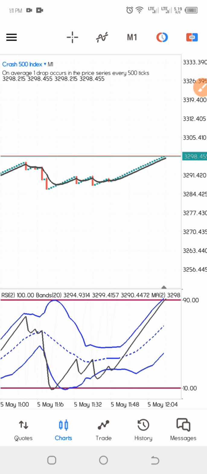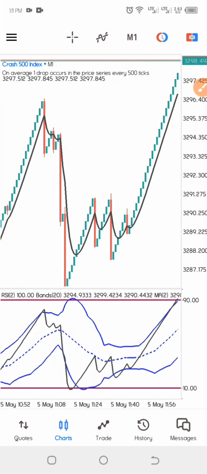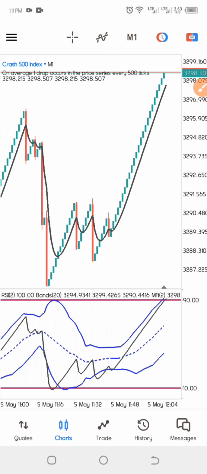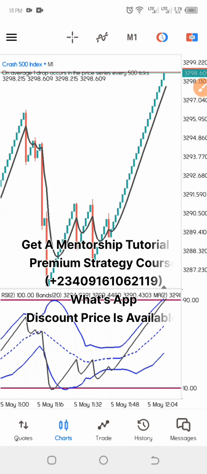Okay, so that being said, let's proceed with the strategy. Firstly, I'm going to show you guys how you can use this strategy, then we dive into the settings of the strategy. So let's talk about how you can use this strategy. It is very simple and a very quick strategy which you can be using. Now you just have to follow the steps of the strategy before you start using it.